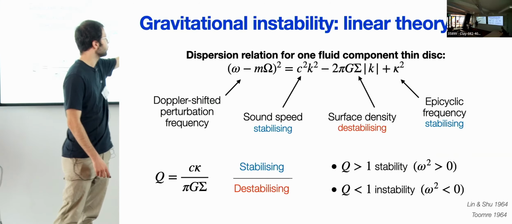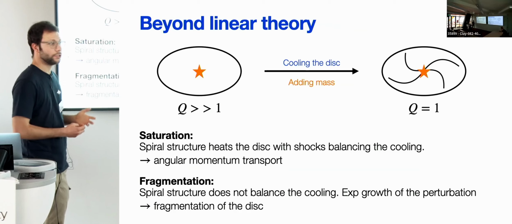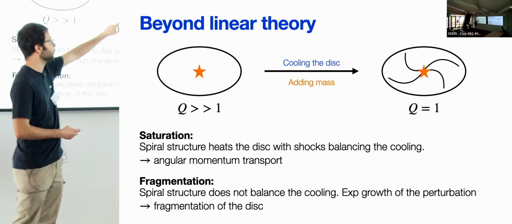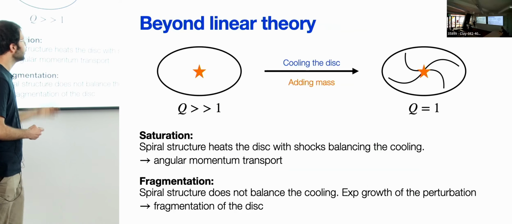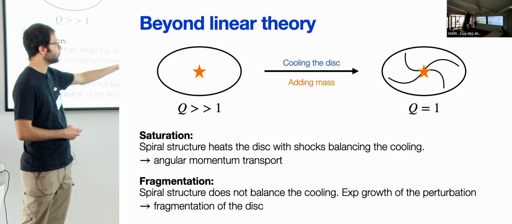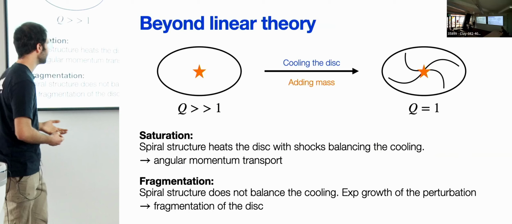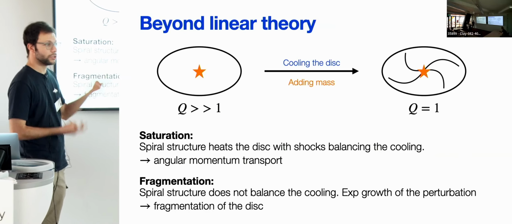This was linear theory, but if we want to go beyond linear theory, we can perform numerical simulations in order to study the outcome of gravitational instability. Suppose we have a gravitationally stable disk with a Toomre parameter higher than 1, and then we try to trigger gravitational instability either by cooling the disk or by adding mass. I will focus on the first one, cooling the disk. The Toomre parameter is going to decrease, and eventually it reaches Q equal to 1. That is the moment when gravitational instability starts acting, and there are two possible outcomes of this.